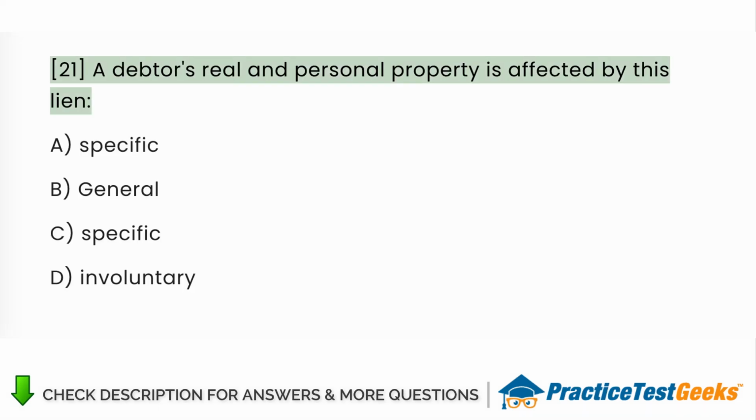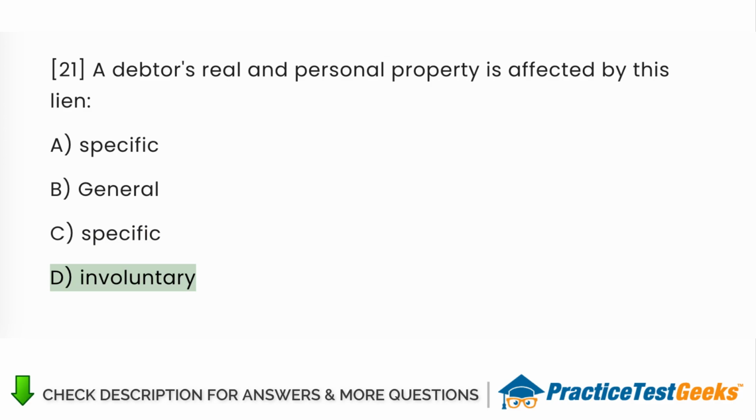A debtor's real and personal property is affected by this lien. A. Specific. B. General. C. Specific. D. Involuntary.